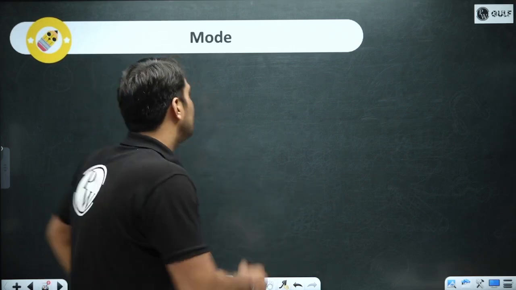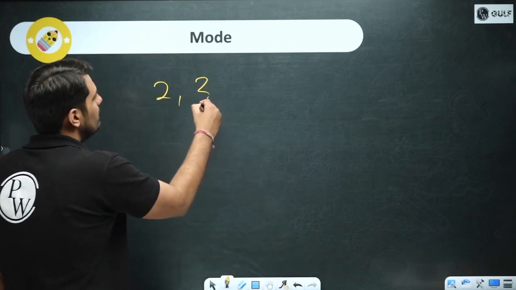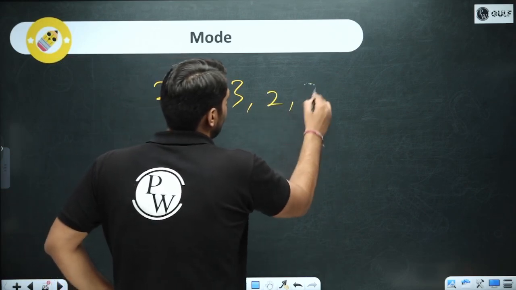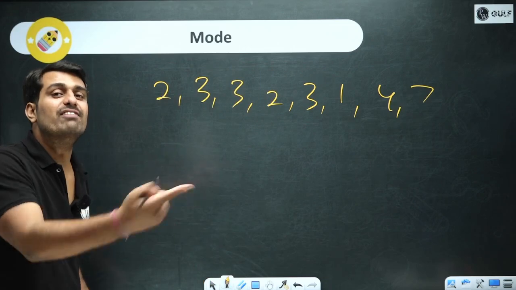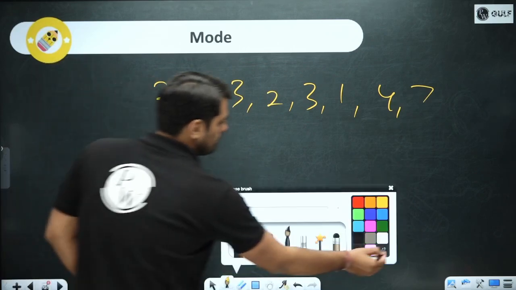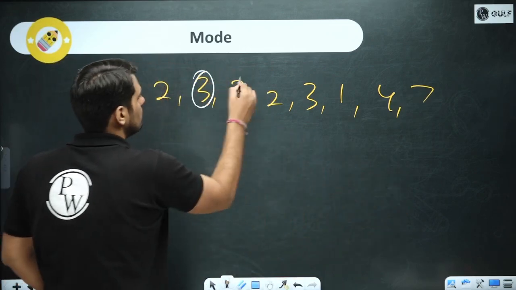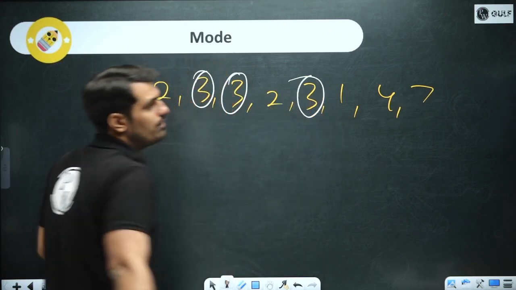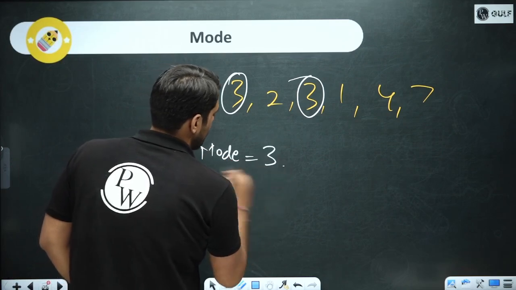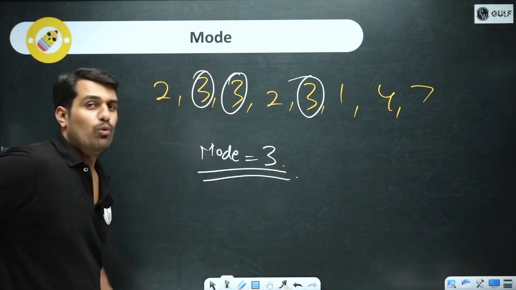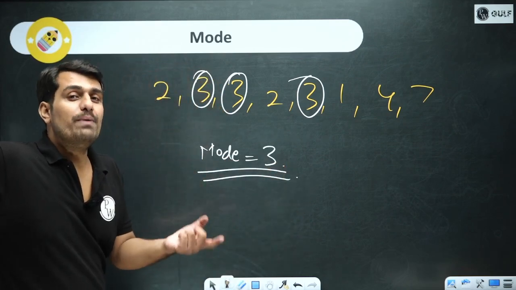So over here, if you have written the numbers 2, 3, 3, 2, 3, 1, 4, 7, the most repetitive number is what? 3 is the most repeated number. The mode is simply 3. This is the mode.